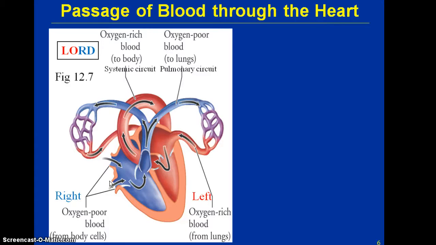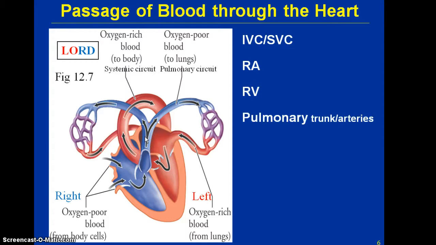Just to review the sequence of events for blood flow, the inferior vena cava and the superior vena cava drain into the right side of the heart. Start with the right atrium. Blood then moves into the right ventricle. Blood then leaves the heart from the right ventricle into the pulmonary arteries, because they're going to the lungs to obtain oxygen. First it starts with the pulmonary trunk, and then it splits into pulmonary arteries going towards the lungs.